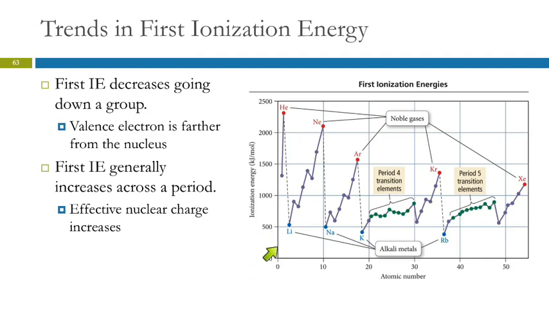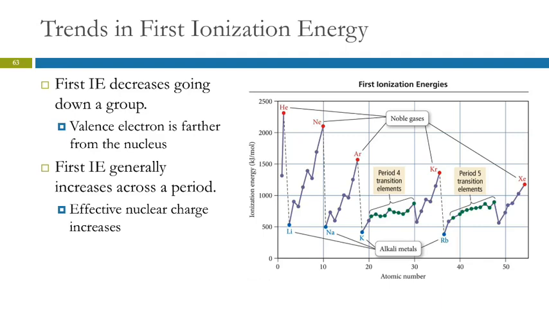So this is period 2, going across from lithium to neon. We see that the ionization energy increases. But there's a couple of zigzags in here. And in each of these periods, we see that there's a general trend with some little exceptions in there. Any questions so far?